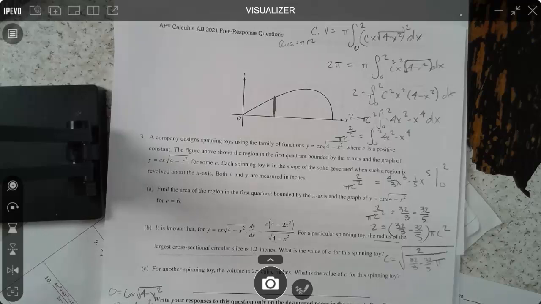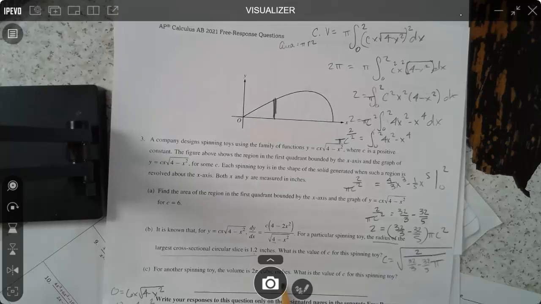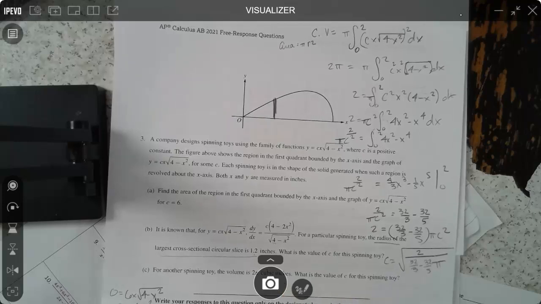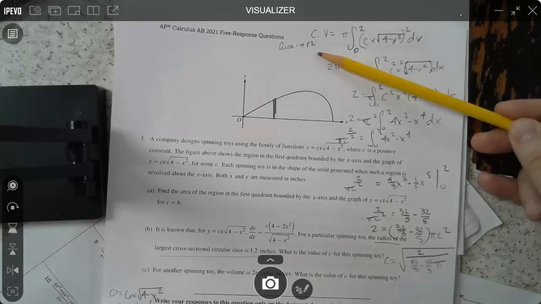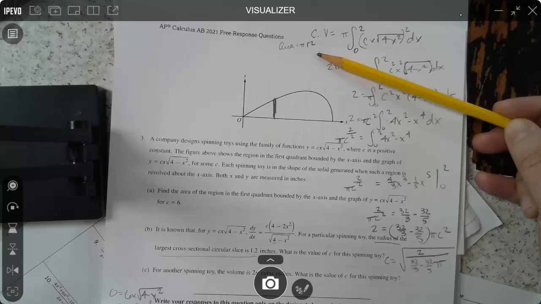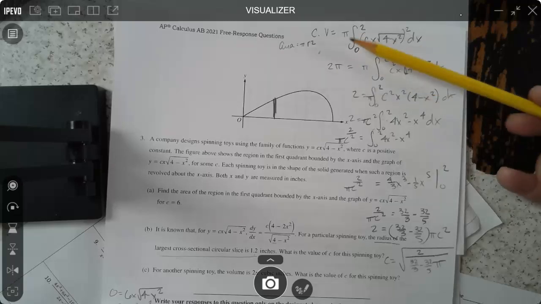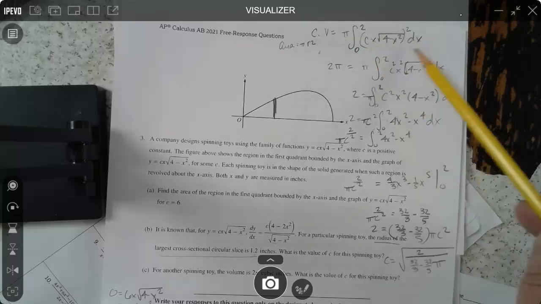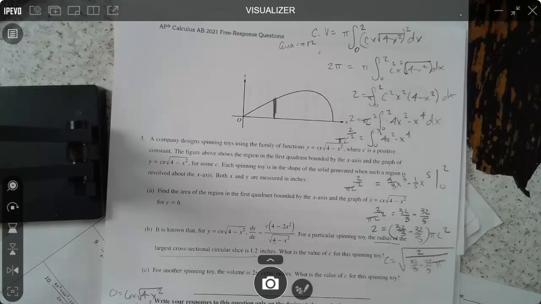So it says another spinning toy is 2 pi cubic inches. What's the value of C? So what you had to do is set up cross sections for area. Area is, of course, pi r squared. There's no hole there, so it's just a complete solid. So the volume, here's my equation. I did an equation for the volume, and then I just set that equal to 2 pi.